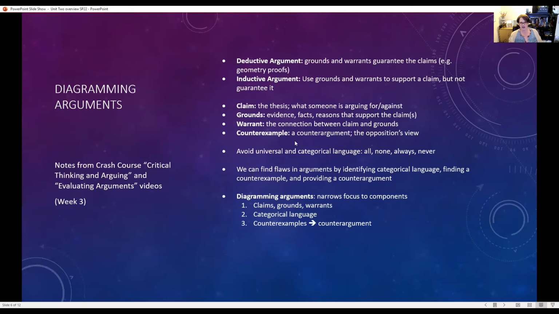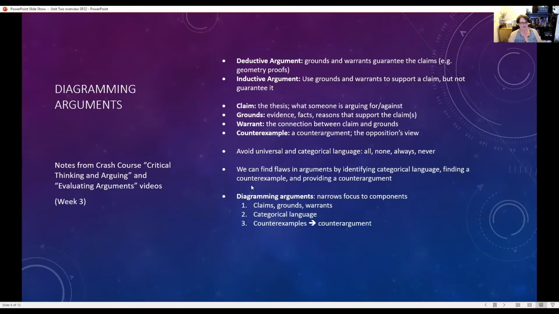Lastly, we have counterexample, and that's really just your counter argument. It is what the opposition is saying or arguing. So one thing to note is to avoid universal and categorical language. Universal and categorical language includes words like all, none, always, or never. We can find flaws in arguments by identifying categorical language, finding a counter example, and providing a counter argument.